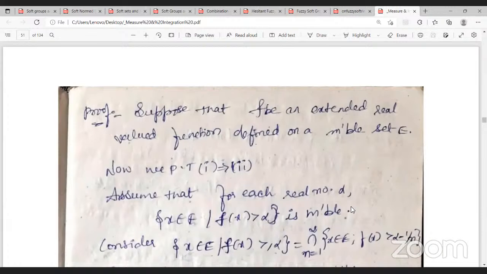Observe here alpha minus 1 by n: the intersection for n equal to 1 gives alpha minus 1, alpha minus 1 by 2, alpha minus 1 by 3, and so on as n goes to infinity. Suppose a less than b; then a is less than or equal to b minus something. Suppose 2 is less than 3.